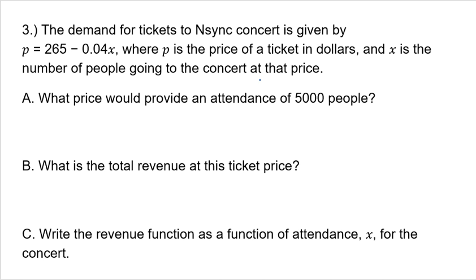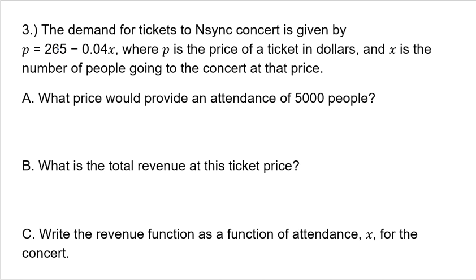Okay, so the demand for tickets to an NSYNC concert is given by the price P equals 265 minus 0.04x, where P is the price of a ticket and X is the number of people going to the concert. So again, X is the number of people going to the concert, P is the price of the ticket. More people go to the concert, the price drops. Less people go, price increases.